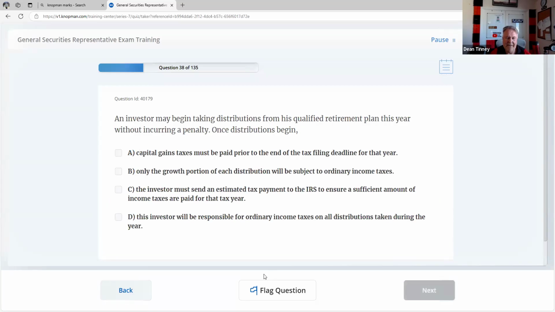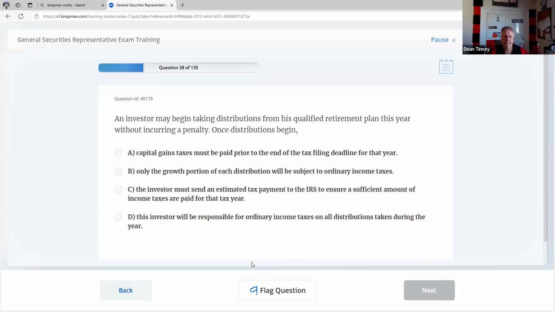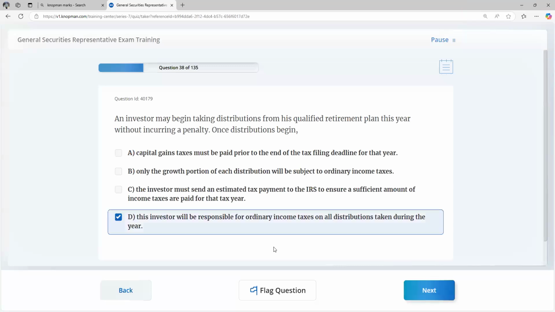An investor may begin taking distributions from his qualified retirement plan this year without incurring a penalty. So it's qualified, so it's pre-tax. That's right. So it's going to be ordinary income on everything, right? Yep.